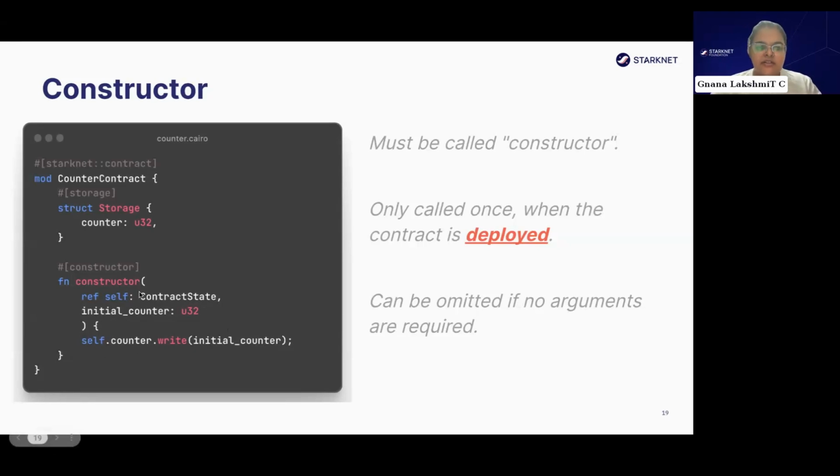And then in this constructor, we are basically writing some type of value, which is this initial counter, to this storage variable, right? And we are saying that take this storage variable within my contract and then write to it this new value. Okay, this is what this is doing. And the constructor is only called once when the contract is deployed. And if you don't have anything to initialize, then you can just omit the constructor. It's not something that you need to have mandatorily, right?